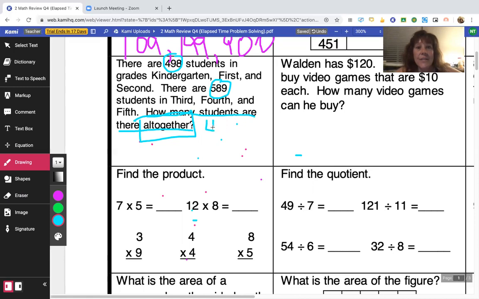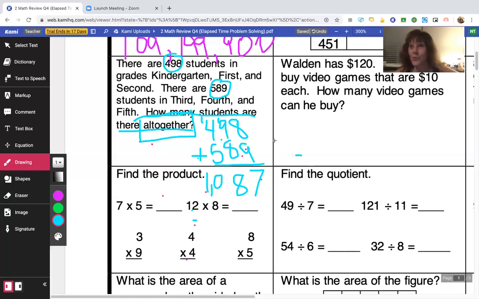So I've got 498 plus 589. Okay. So I've got my ones row. 8 plus 9 is 17. I can't put the 1 there. I'm going to put it up here. I'm going to regroup up there. 1 plus 9 plus 8 is 18. Again, got to put my number up there. 1 plus 4 plus 5 is 10. So my answer is going to be 1,087 students.